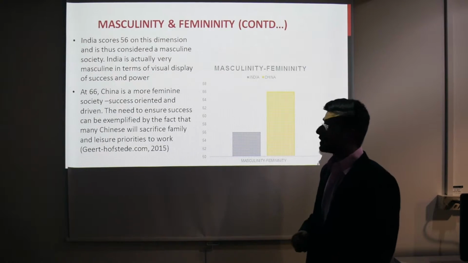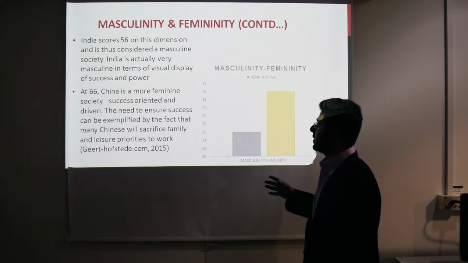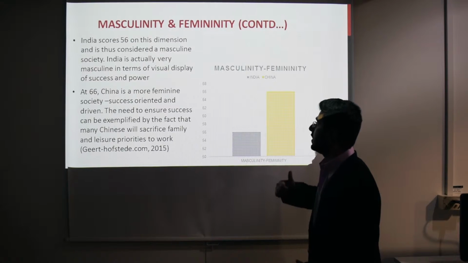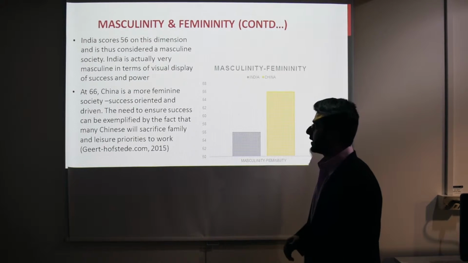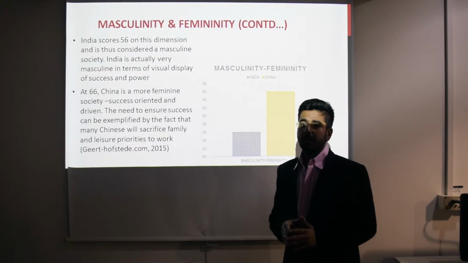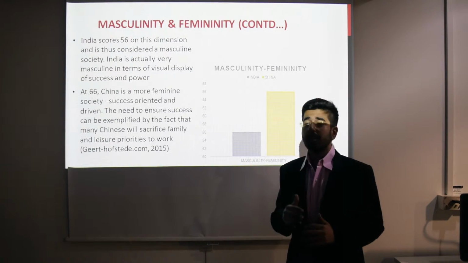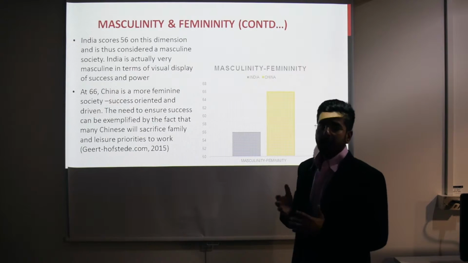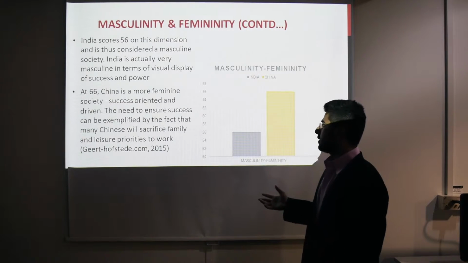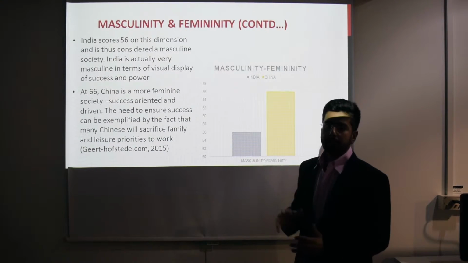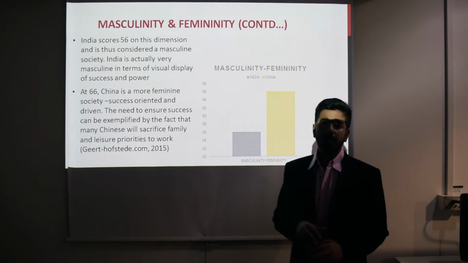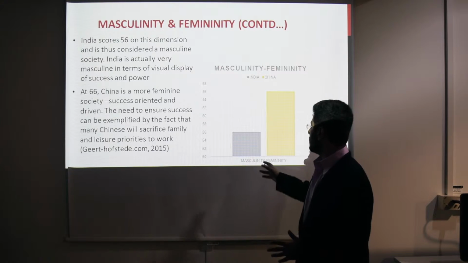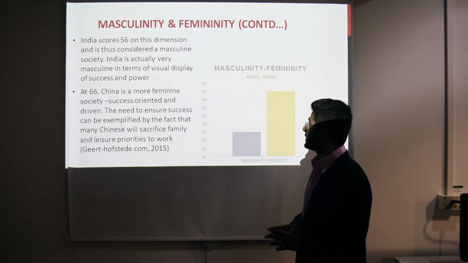India scores 56% on this dimension, which refers to a masculine society, which means that India has a higher grade of masculine society. We can also predict from this that society in India is quite male dominating, as we can see the score for India in this is 56.